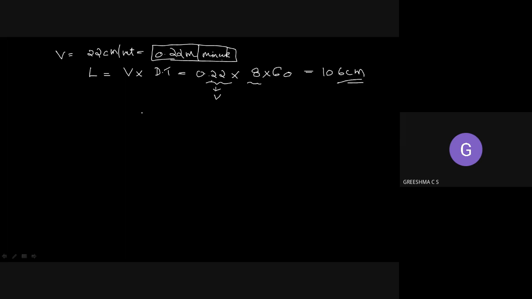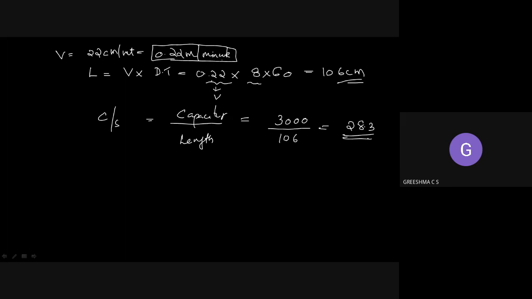Next one is cross sectional area. Cross sectional area of the tank is equal to capacity or volume of the tank divided by length of the tank. So capacity is 3000, 3 into 10 raised to 3, divided by length of the tank 106. You will get it as 28.3.